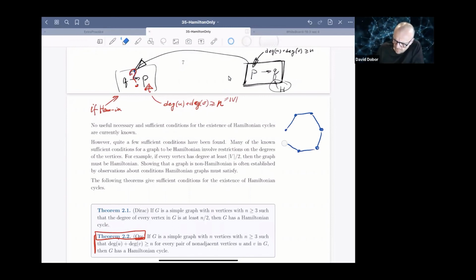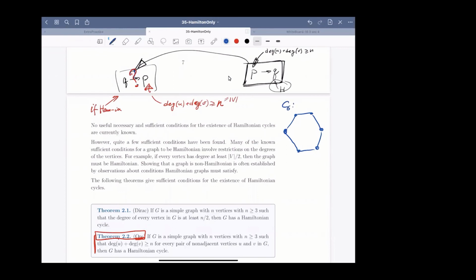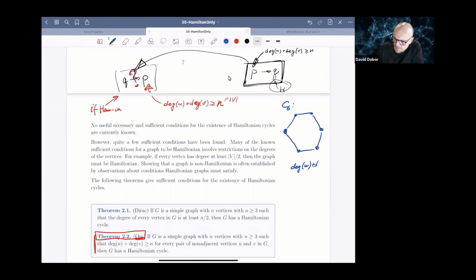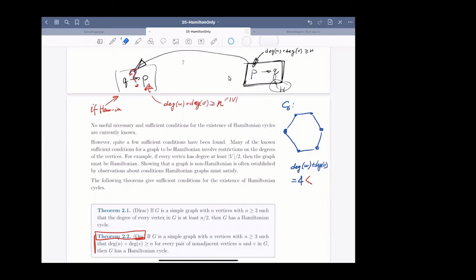Okay, it's not a great drawing. Let's stick with that. Is this graph Hamiltonian? Yes. What's the sum of the degrees of any two distinct vertices? 4. Yeah, if you take any two distinct vertices, their sum is going to be 4, because in a cycle every vertex has degree 2. Is this greater than n? Well, what is n here? It's 6 here, so it's definitely less than.